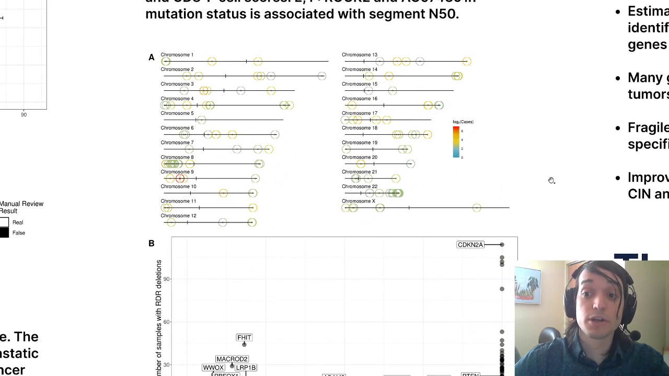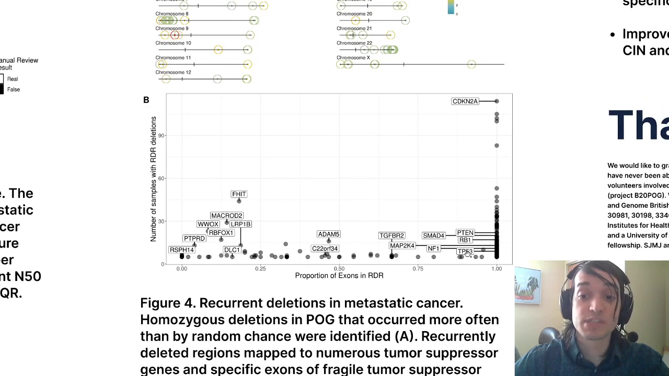Finally, we looked at recurrent deletions in metastatic cancer. So we did this by randomly shuffling the positions of our observed homozygous deletions in our cohort, and basically observing which positions were deleted in our cohort more often than by random chance. And so we found a lot of the usual suspects, a lot of commonly homozygously deleted tumor suppressors, but we also found a number of fragile site genes that only lost specific exons, and many of these are still known to be cancer related. There was one gene that we chose for further analysis, but there wasn't really room in the poster to expand on this anymore, but you can ask me about macro-D2.